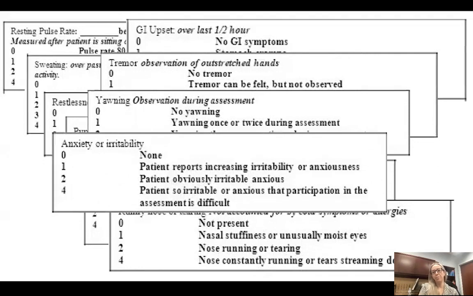And then anxiety or irritability. And this might be the patient that tells you they're anxious. So they might be a 1 all the way to 4, where maybe they're not telling you that they're anxious, but their eyes are darting all over the room and they're pacing back and forth. And it's very clear to you as a clinician that they're anxious.